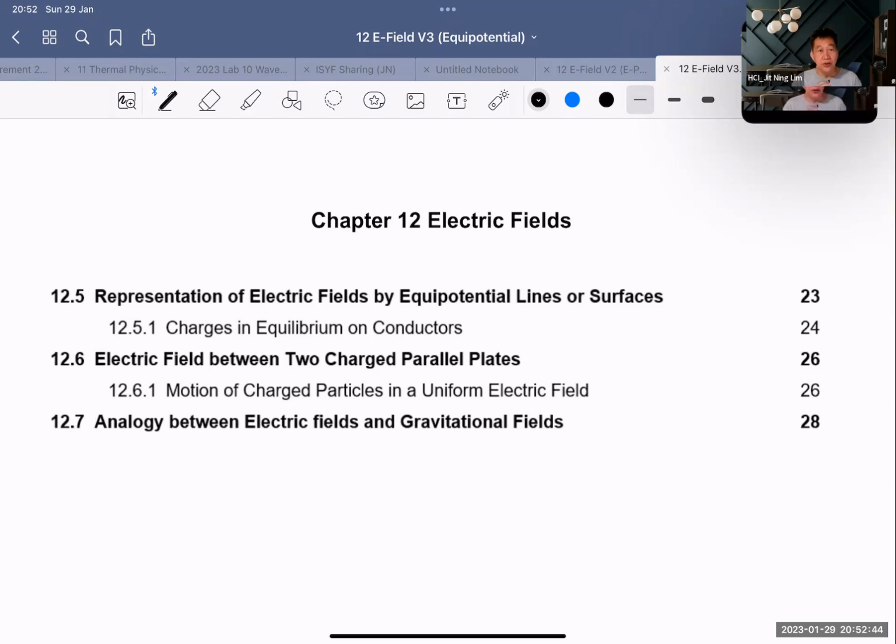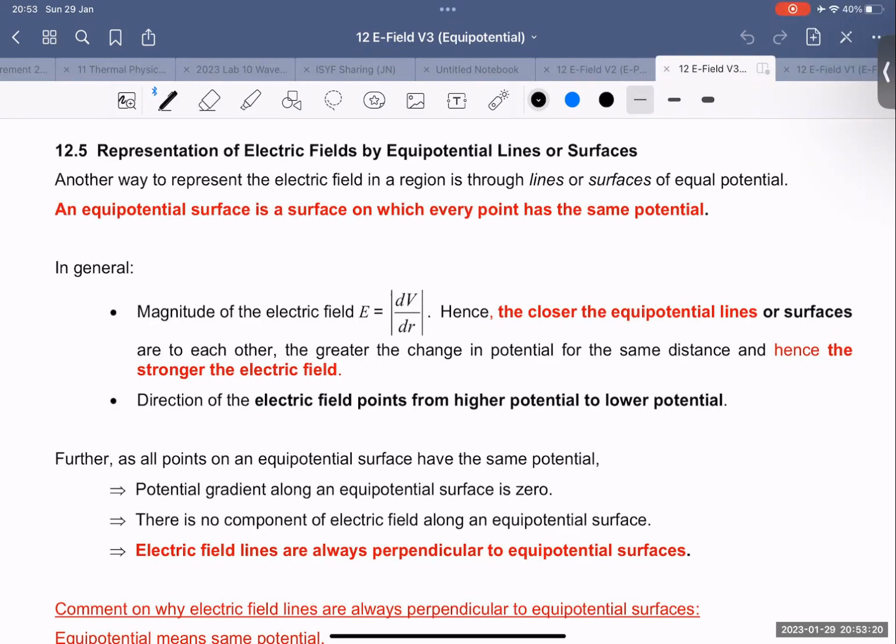In this video, I will discuss representation of electric fields by equipotential lines or surfaces, electric field between two charged parallel plates, and the analogy between electric field and gravitational fields. Another way to represent the electric field in a region is through lines or surfaces of equipotential. An equipotential surface is a surface on which every point has the same potential.